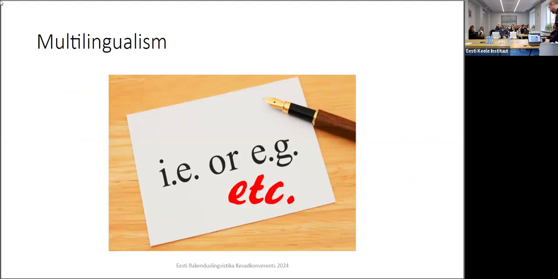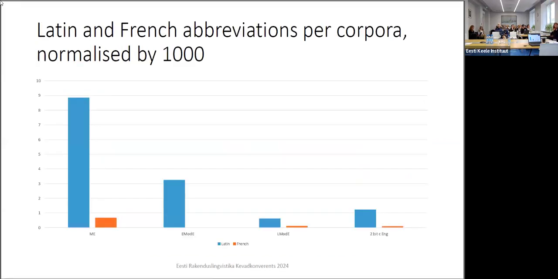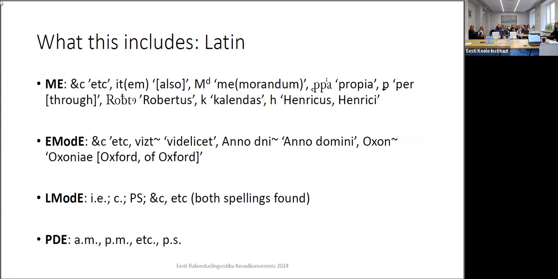And then on the multilingual front, it's also kind of similar. French was really marginal in this corpora, but Latin is similar: Middle English is the highest, then early modern English, late modern English, and 21st century English. Things in Latin are etc., item, memorandum, MD for memorandum, then you have mano propria with these squiggly lines, meaning someone wrote it down in their own hand, per Robertus, and then you have regnal years like H, meaning King Henry, year of Henricus or Henrici, and these things continue. In late modern English, you have IE, circa, PS, etc. You have both spellings. Present day English, I think, is basically down to AM, PM, etc., and PS.